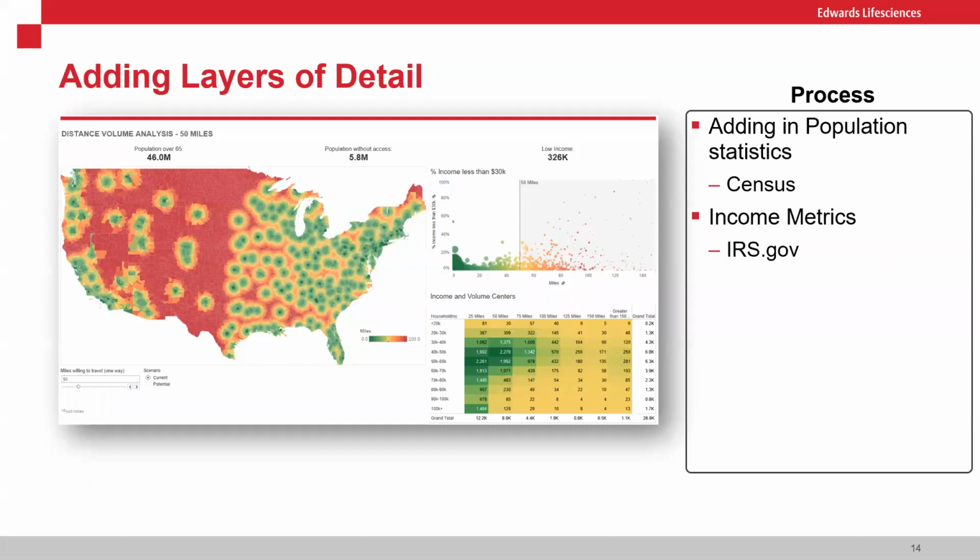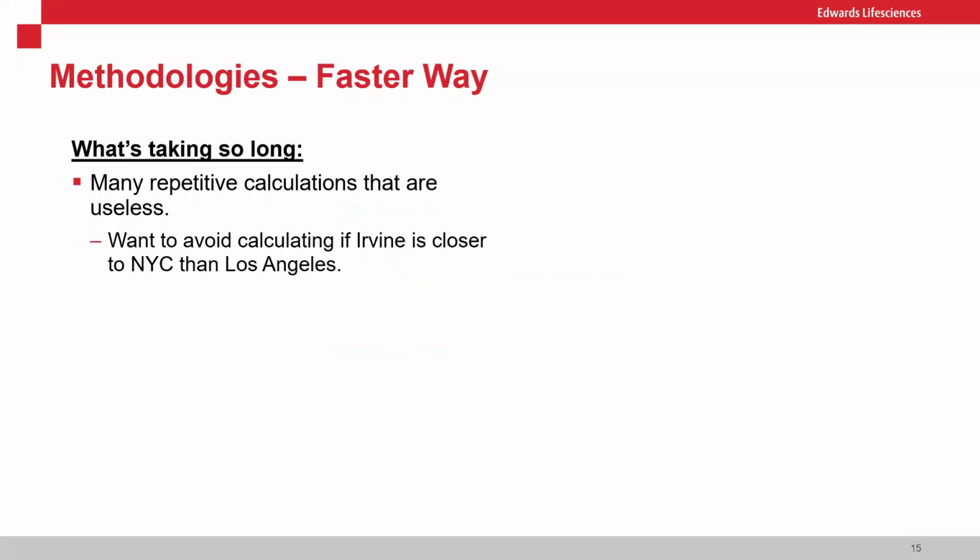So that leads to the next thing: an hour and 25 minutes is too long, so how do we speed this up? The fascinating part is first assessing why this is taking so long, and it's that there are a lot of repetitive calculations. Once we've calculated that Huntington Beach is closer to Irvine than it is to New York, I don't need to calculate whether Irvine is closer to Los Angeles versus New York. We've already resolved that.